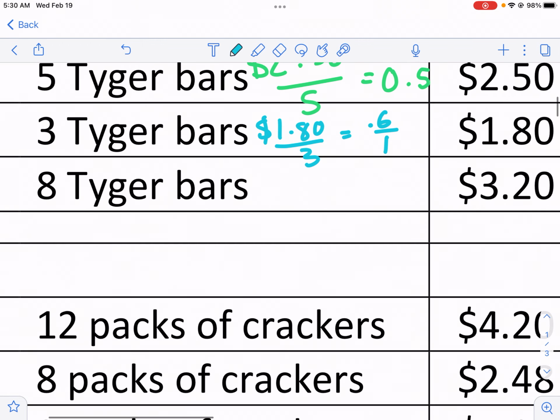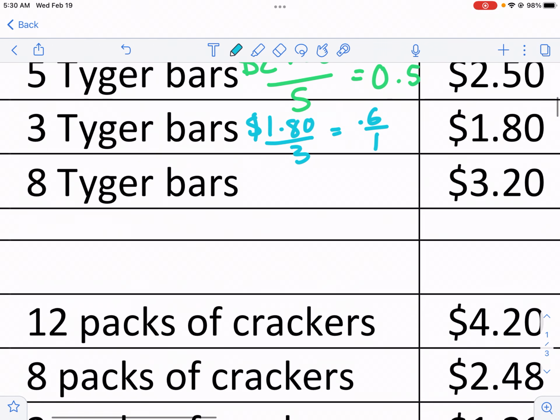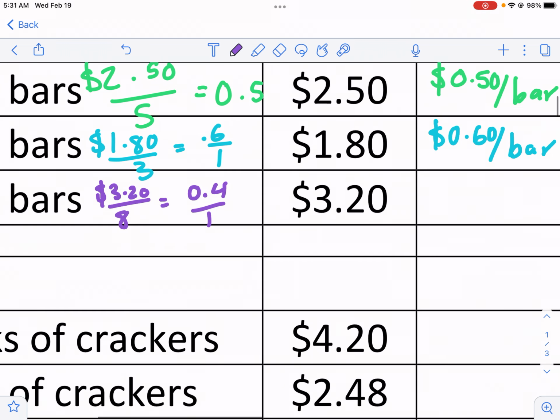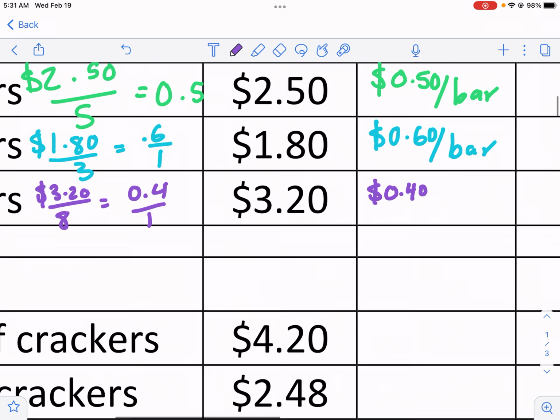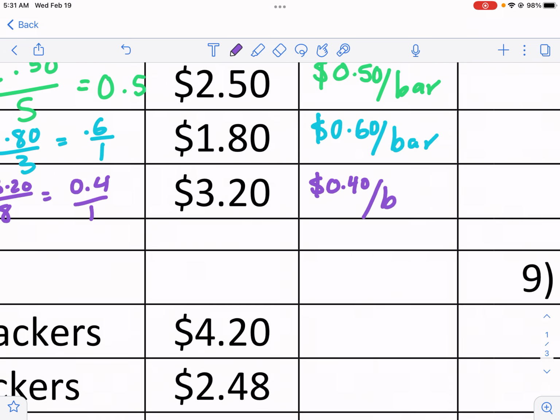And then the last one is $3.20, and we're dividing by 8. So let's go purple. We have $3.20, that's the top unit, and we divide by 8 bars. We are going to get 0.4 per 1 bar. So that's my unit price, 0.40. Again, I just pretended that was 32 divided by 8, and I get that per bar.